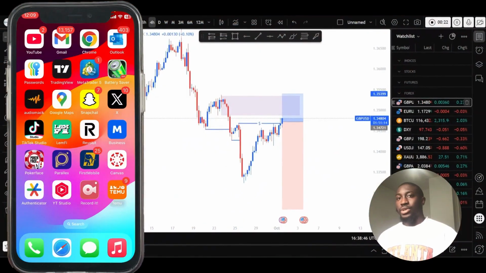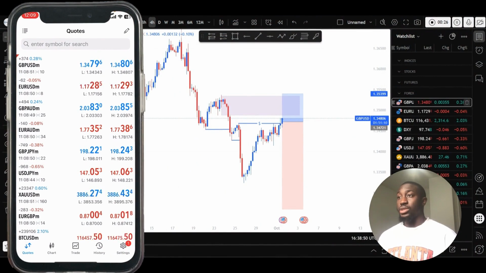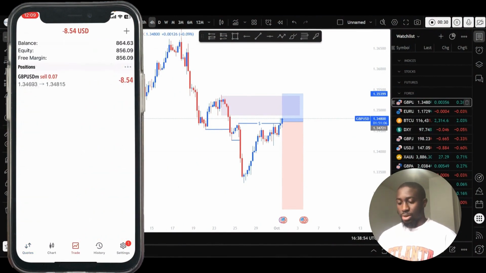So guys, as you can see on your screen, I believe you guys can see it. I'm on this trade already, GBP USD. I've sold already. I'm holding on the trade. Let's see how this is just gonna be. Let me show you. Okay, we are losing $7. Okay, we are good. So let's see.